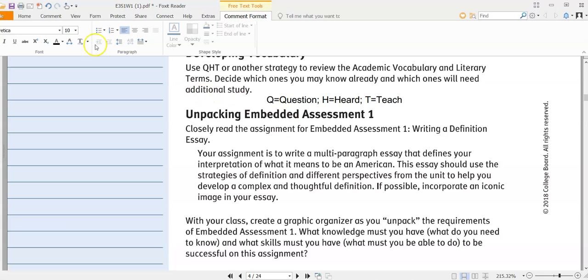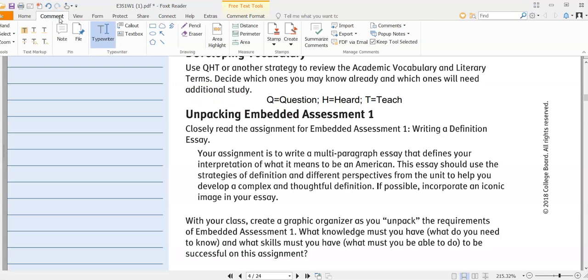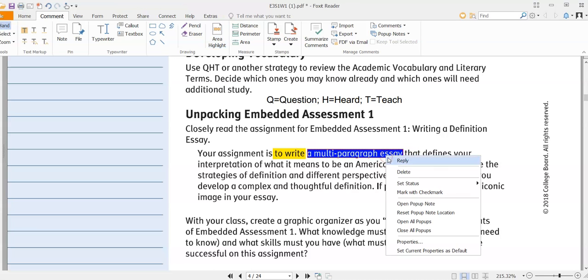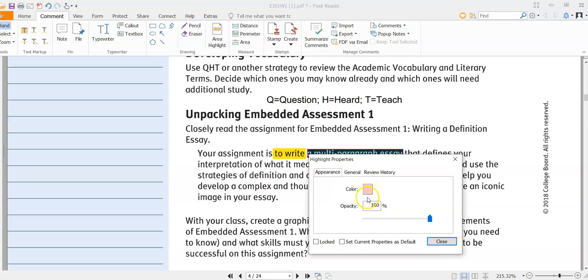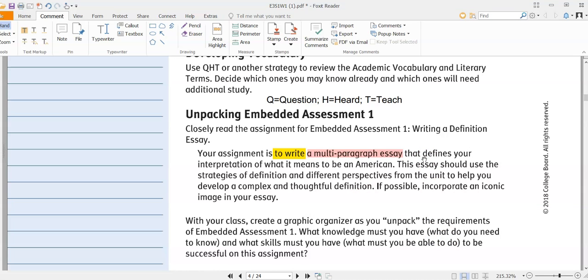Okay? Once you've done that, scroll back down, and we're going to move on to the part that says Unpacking Embedded Assessment 1. As we unpack this, I'm going to highlight the different features. I'm going to highlight with pink the things that it's asking you to do. To begin, it says your assignment is to write. That's my verb, the thing I'm going to do. I'm going to be writing. That's the action that I'm taking. What am I going to write? A multi-paragraph essay. I'm going to highlight that, but it comes in the wrong color, so I'm going to change it by going to properties and selecting the color I want. It doesn't have to be pink. Whatever you want is fine.